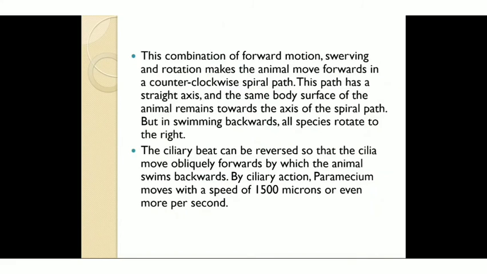So the combination of forward motion, swerving and rotation makes the animal move forward in a counterclockwise spiral path. This path is along a straight axis but not in a straight way, and the same body surface of the animal remains towards the axis of the spiral path. So though it moves forward in a single axis, it moves in a zigzag path. The ciliary beat can be reversed so that the cilia move obliquely forwards, by which the animal swims backward.